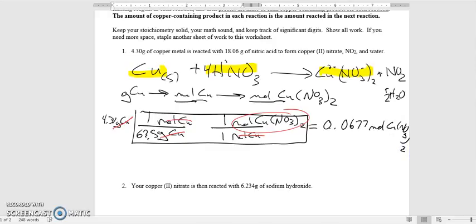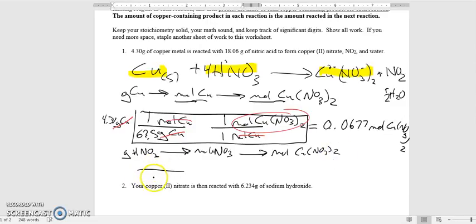Okay, so what we just figured out there is, if I use all the copper, how much copper 2 nitrate can I make? Now you have to do the exact same thing, but with the hydrogen nitrate or the nitric acid. So let's do that now. We're going to go from grams nitric acid to moles of nitric acid to moles of copper 2 nitrate.